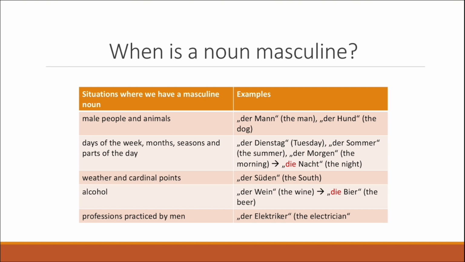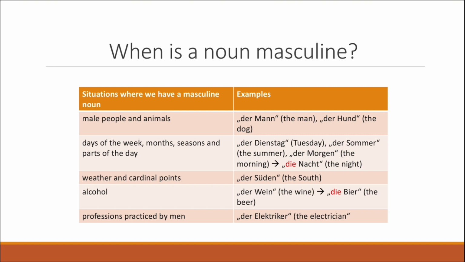Following on, if we are talking about days of the week, months, seasons, or parts of the day, we use the definite article der, and ein, so we know that the nouns are masculine. So this is a strict rule, for example. Der Dienstag, which means Tuesday, is going to be masculine. Der Sommer, which means the summer, is going to be masculine. Der Morgen, which means the morning as well. But there are some exceptions, such as, for example, die Nacht, which means the night. Die Nacht is clearly feminine, so it's an exception to the rule.